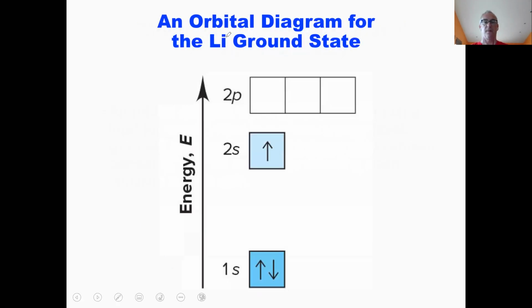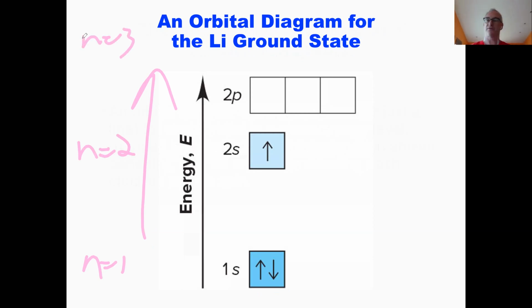Here's lithium. Our energy goes up. As we go up the diagram, the energy gets higher. So n equals 1, n equals 2, n equals 3, and so on. And then each individual subshell's energy: s is the lowest, p is next, d is next, and then f is the highest. Lithium's only got 3 electrons. That one's fairly easy to put in.